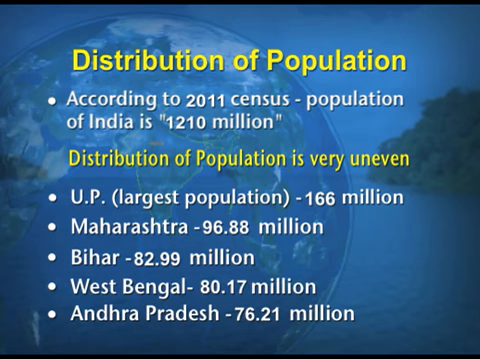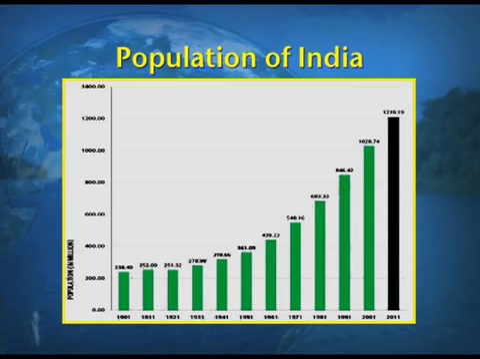And then we have West Bengal with 80.17 million of the population, and Andhra Pradesh with 76.21 million of the population. So, these 5 states account for about half of the country's population. Now, look at your screens, children. You can have a statistical diagram view of the population of India.